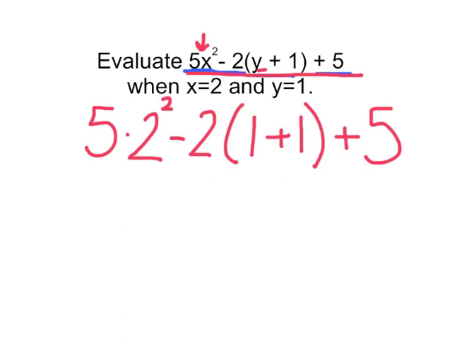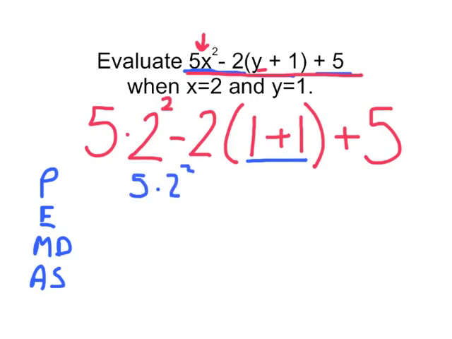Now I need to follow the correct order of operations to evaluate this expression. Parentheses are first, then exponents, multiplying and dividing are third, and last are adding and subtracting. So we do have some parentheses, so we do that first. That's going to become 2. And I always like to rewrite each step. So 5 times 2 squared minus 2 times, the parentheses became 2 plus 5.